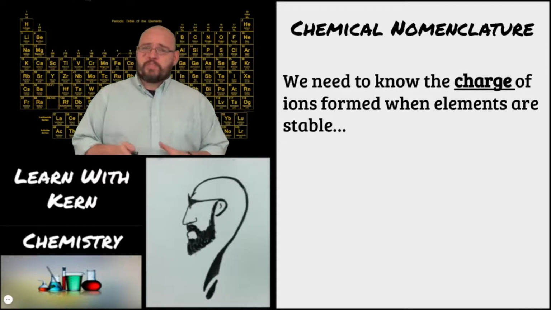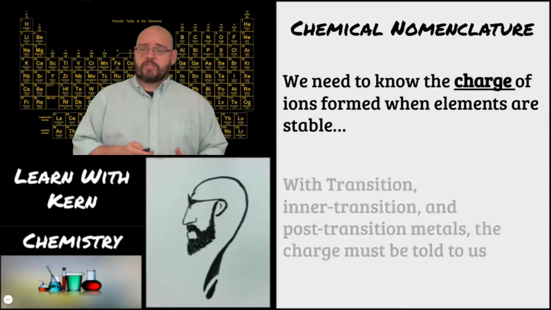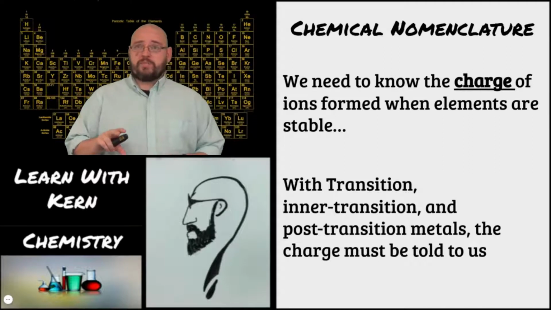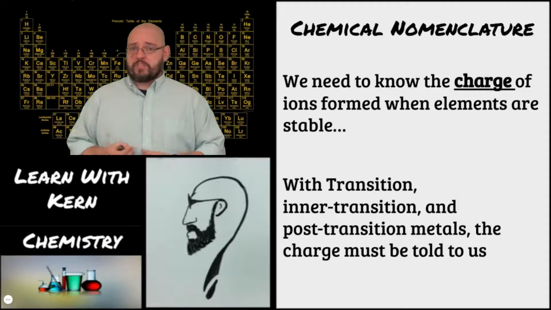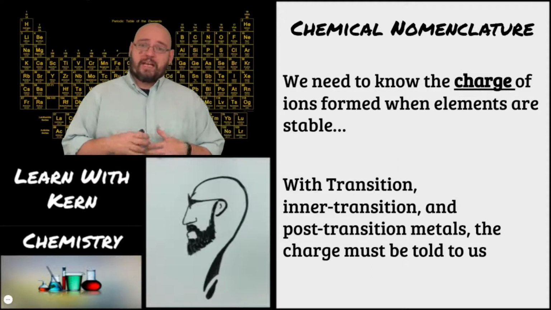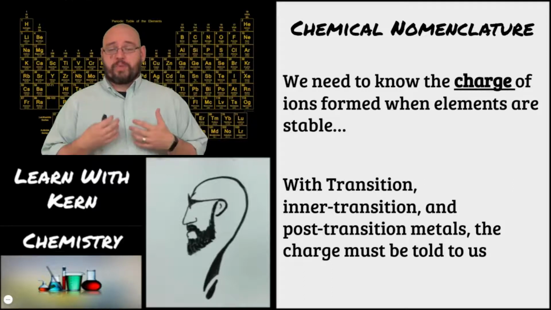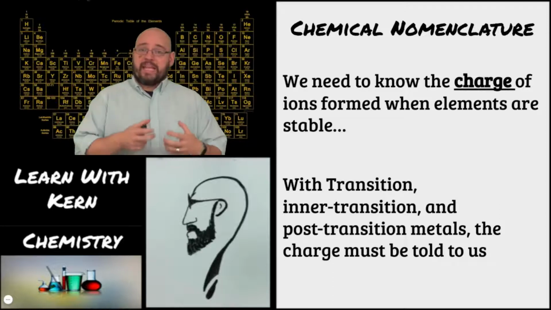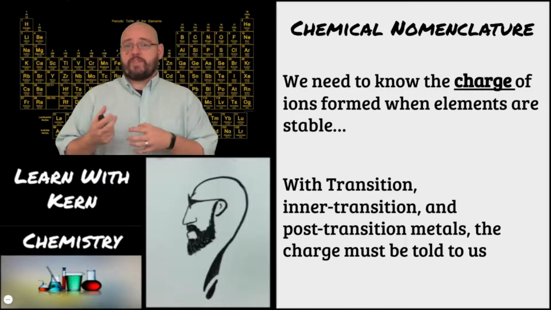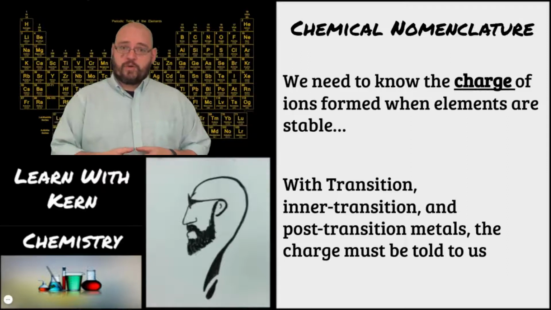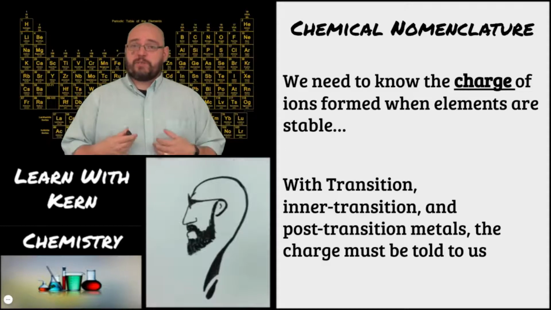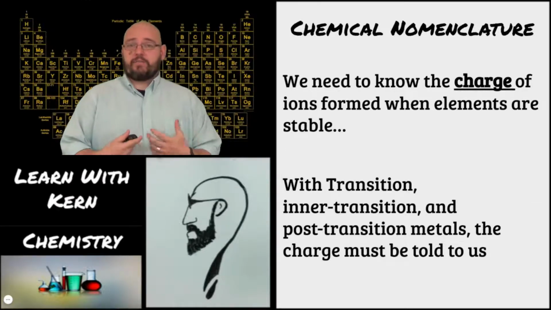But then you have all those ones in the middle, the transition metals, the inner transition metals, and what we call the post-transition metals, which are all those metals in groups 13, 14, 15, and 16 that are underneath the stair-step line on the periodic table. Many of those metals have more than one possible charge. So because they have more than one possible charge, when you're dealing with the names, the name has to tell you which version of the element you're using. Whether you're using iron with a +2 charge or iron with a +3 charge has to be told to you in the name of the compound.